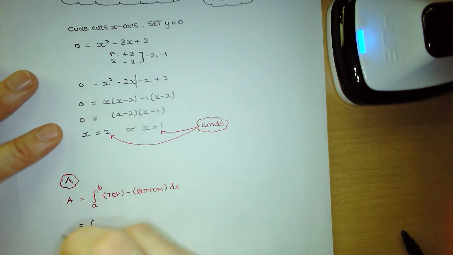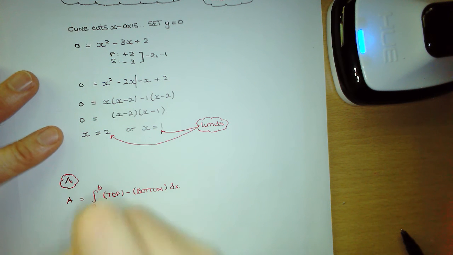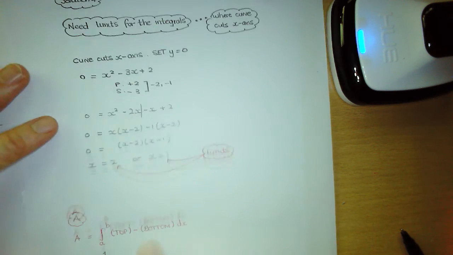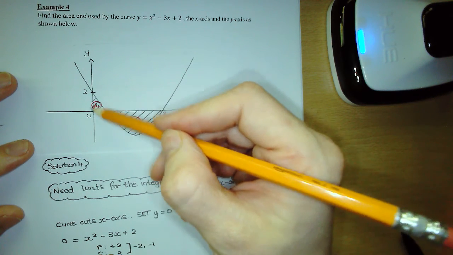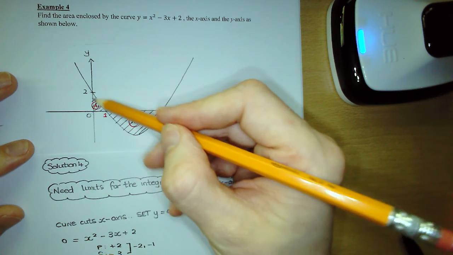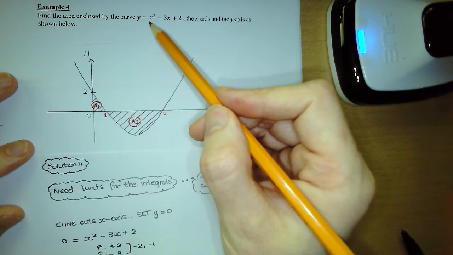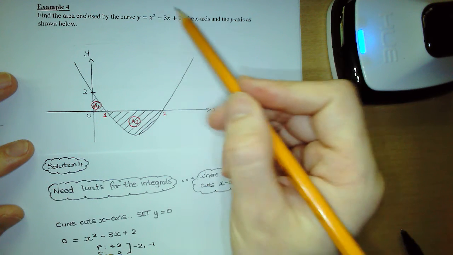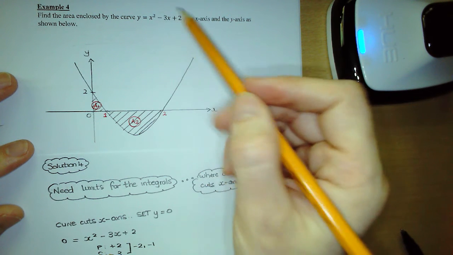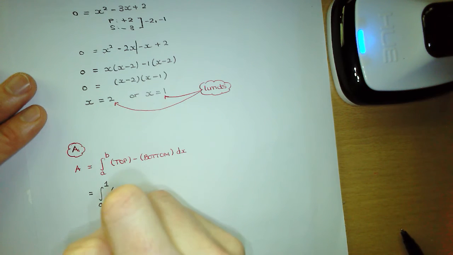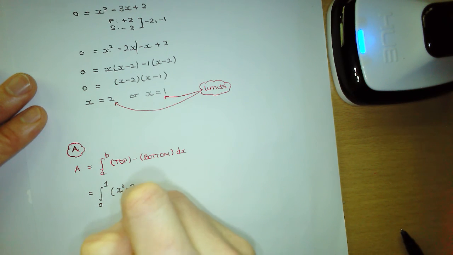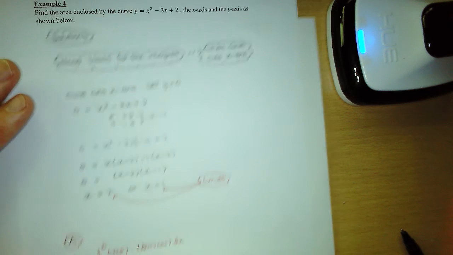So we put the smaller limit at the bottom, bigger limit on the top, and then open brackets. Now top, so go back. The top is what is above the area. So clearly the curve is on the top here. So we put all the non-y values into our expression. So we replace where it says top with x squared minus 3x plus 2. So we've got x squared minus 3x plus 2.